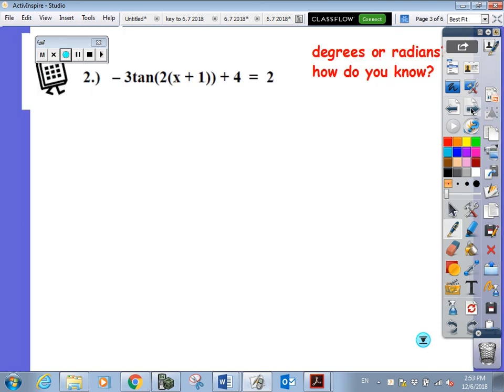All right, the next one, degrees or radians. It doesn't tell you, but there's a C value. Here's C equals 1. So that's radians, how do we know? Because there's no degree sign right there. If there is a C value, the directions will not tell you. You have to know. So we're going to plug this into Y1 and this into Y2.